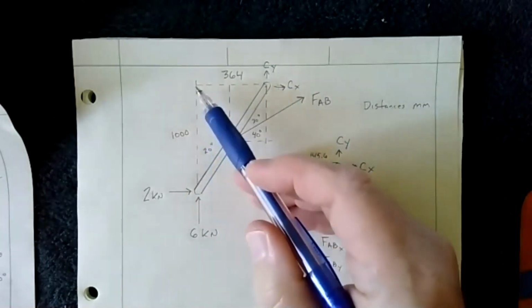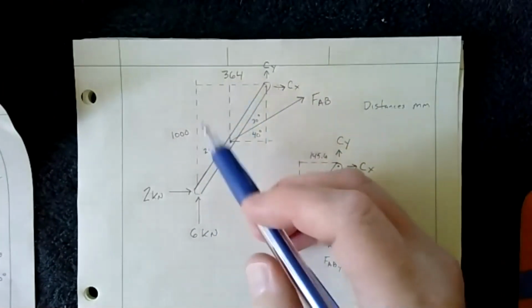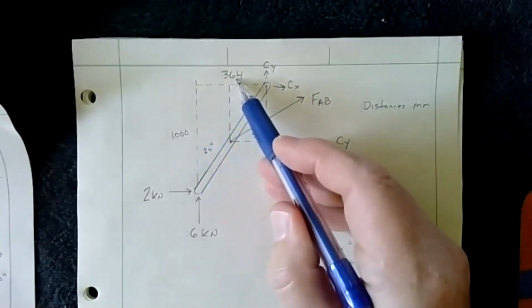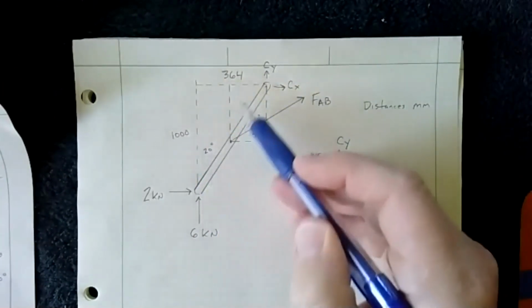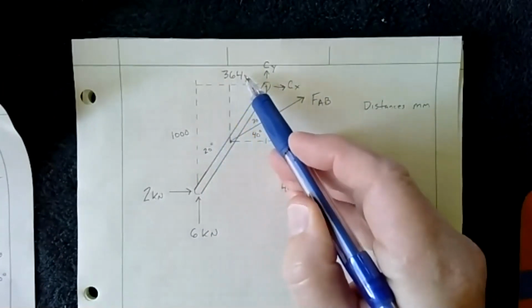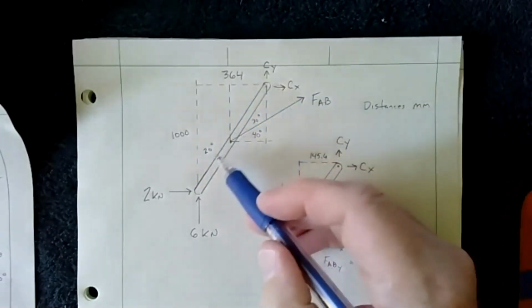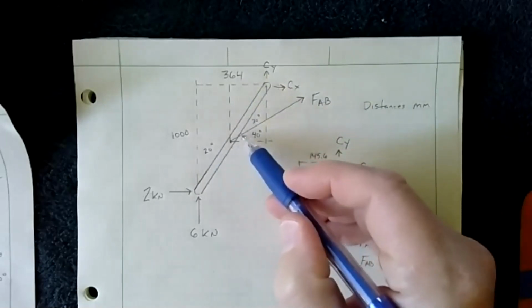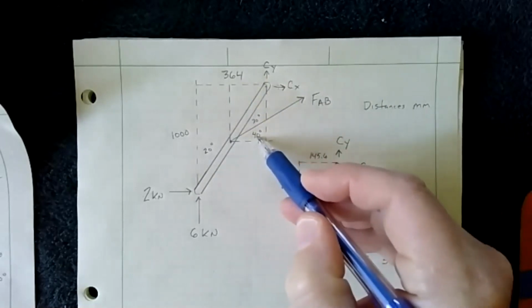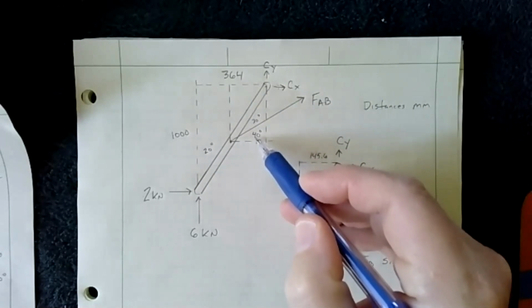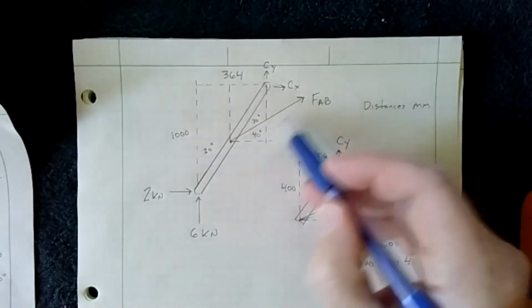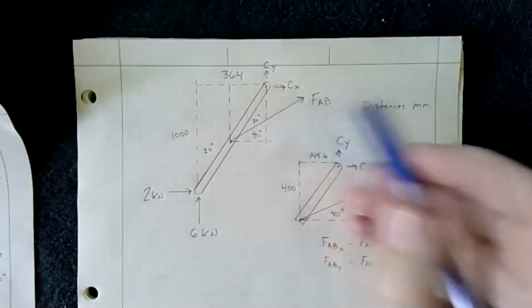We know it's 1,000 millimeters from top to bottom. And using the 20-degree angle and tangent, I can determine that this side of this triangle here is 364 millimeters. I also know that if this is 20 degrees and this angle here is 30 degrees, that means that this total angle would be 50. Therefore, this angle has to be 40. So I know that my force AB is 40 degrees above the horizontal going in that direction.